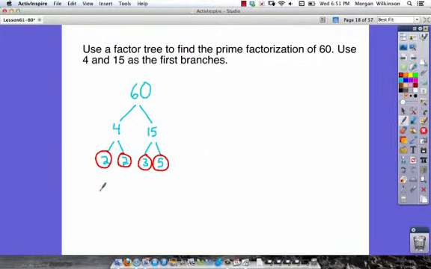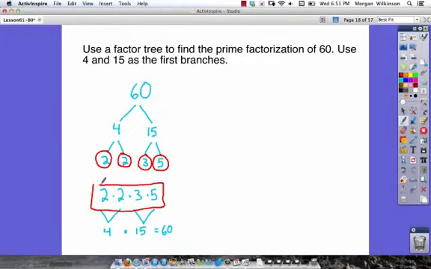So if we wanted to check our answer, well, we could say 2 times 2 times 3 times 5. And when we multiply those, we should get 60. 2 times 2, that's 4. 3 times 5, that's 15. And if we have 4 times 15, yes, that must be equal to 60. So we got the answer right. We can go ahead and box it, and we can move on to our next question.